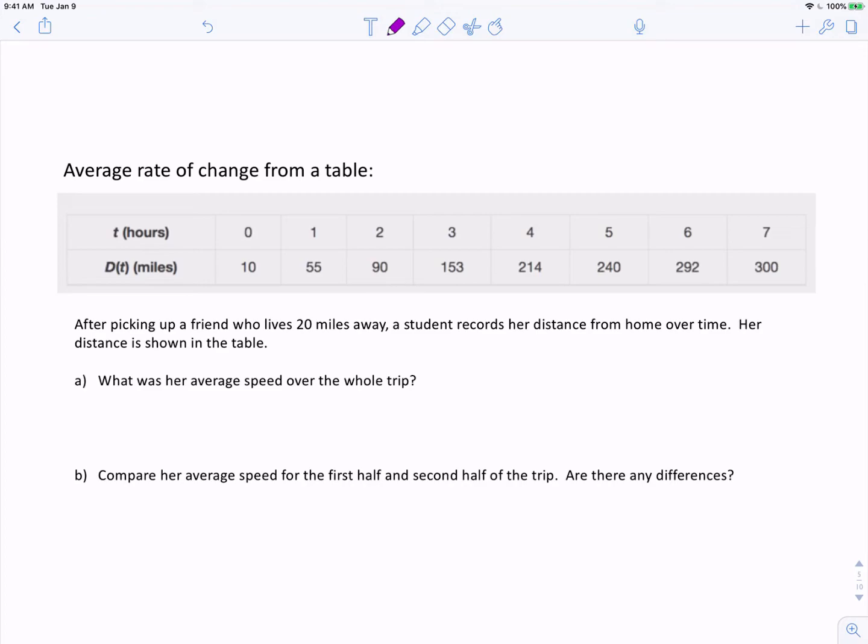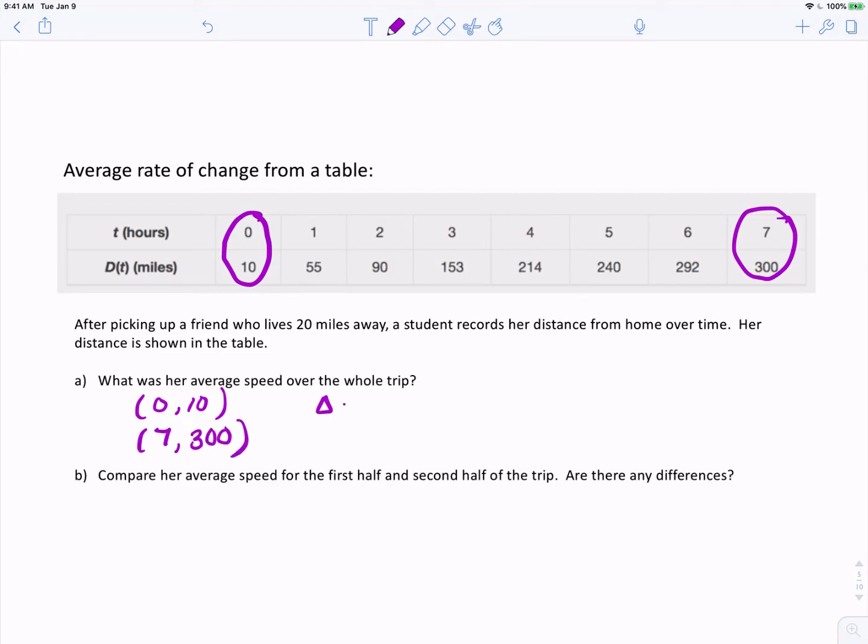You can also find average rate of change from a table. So here we have a table of values showing time and distance. After picking up a friend who lives 20 miles away, a student records her distance from home over time, and her distance is shown in the table. What was her average speed over the whole trip? So for the whole trip, we want to start with the initial time, which was 0, and the ending time, which was 7 hours later. And so we have the points 0, 10, and 7, 300.